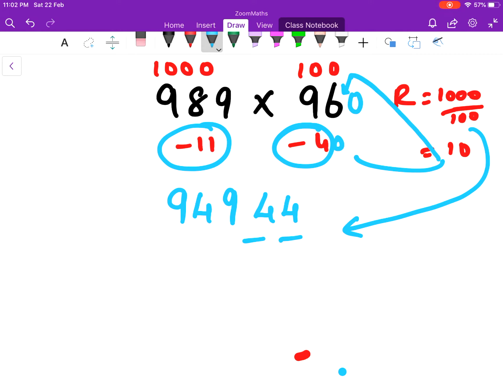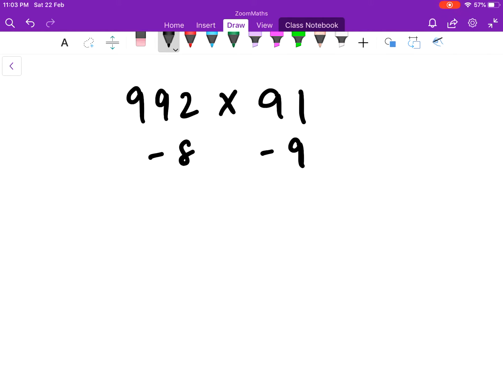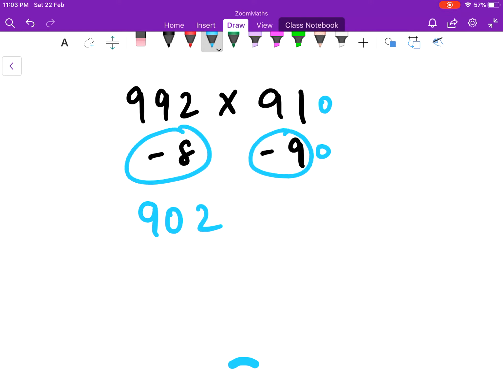Okay, you see how simple this is? Let me take one more example. 992 into 91. Quickly. This is -8, this is -9. Again the ratio is 10. Put the zeros over here. So 910 minus 8, that is 902. Then 8 into 9, that is 72. That's your answer. One liner, less than 3 seconds. That's the beauty of speed math, right?